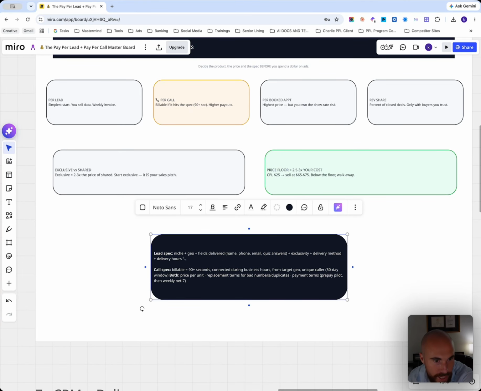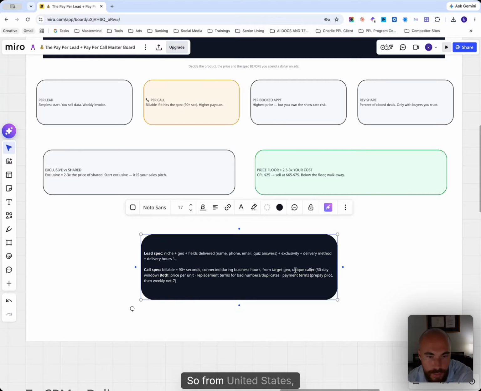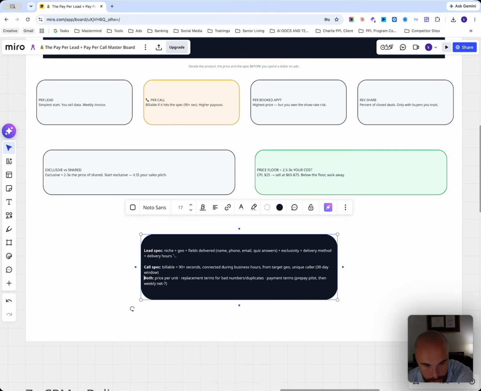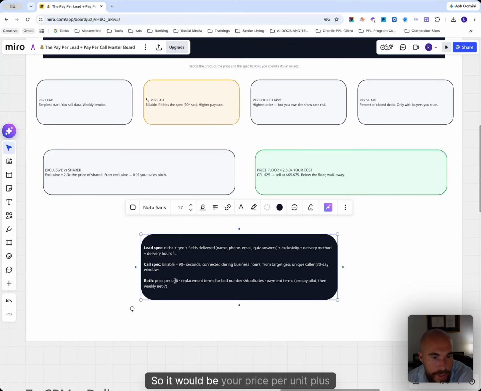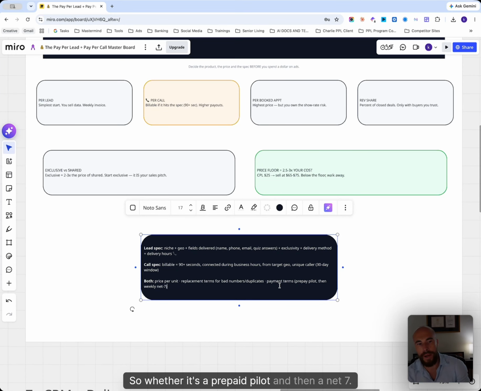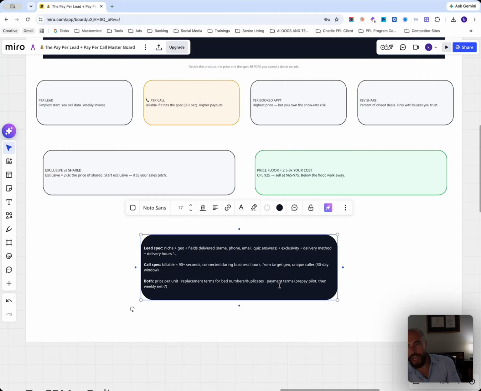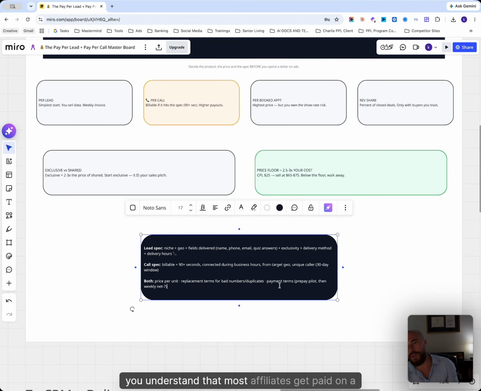Now your call spec is a billable call is 90 plus seconds. It's connected during business hours from what geo, so from United States, the unique caller ID, and then you could also do both, right? So it would be your price per unit plus replacement terms for bad or duplicate numbers, and then payment terms. So whether it's a prepay pilot and then a net 7. If you're into affiliate marketing, you understand that most affiliates get paid on a net 7, net 14, or net 30. Most people in pay per lead, they're like, oh, I get paid on a net 14. It's like, bro, get your customers to pay you up front.